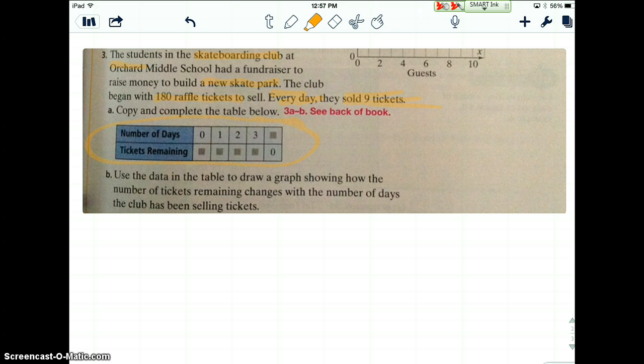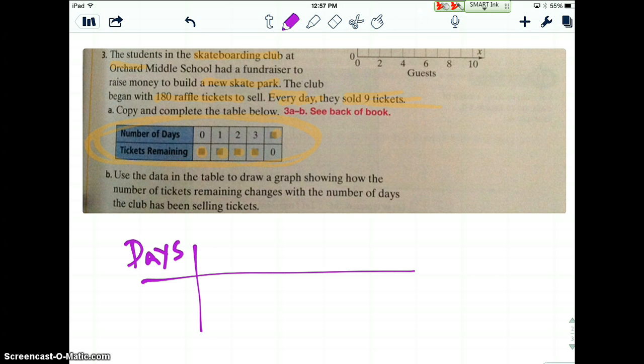Here's our table. And we need to fill in those blanks. So let's see. Maybe you already know. You could try it. You could pause the video and try this out. Or maybe don't pause it yet and see if you get the first ones right. So number of days, we have days here being compared with tickets remaining.